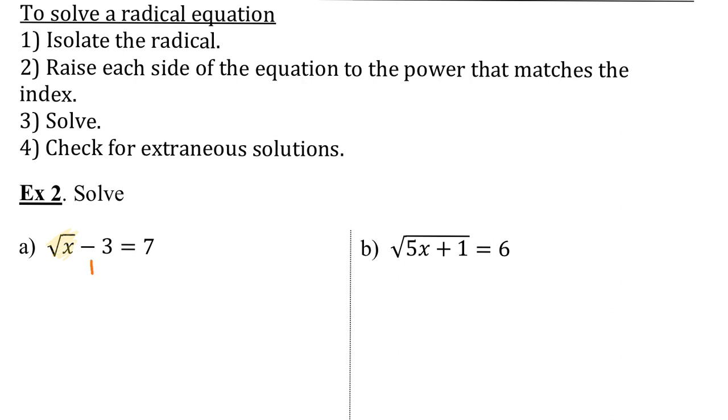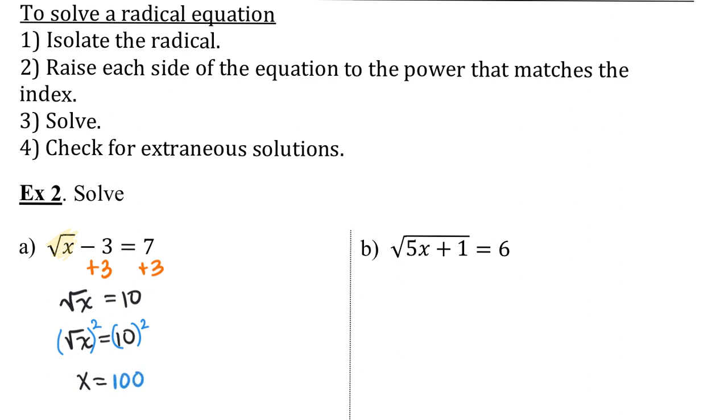Let me add the 3 over so I can isolate the radical. So I have the square root of x equals 10. I'm going to rewrite this just for notes. I need to raise each side of the equation to the power that matches the index. Since this is a square root, I need to raise this to the second power. The squared and the square root cancel each other. So I get x equals 10 to the second power, which is 100.